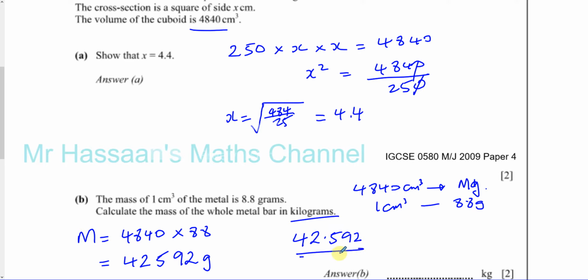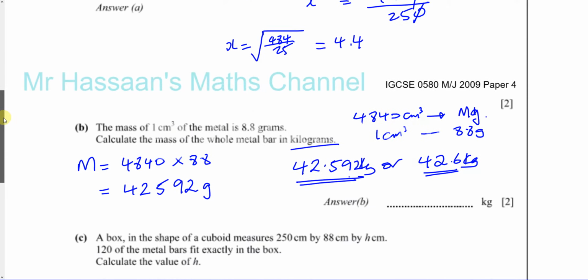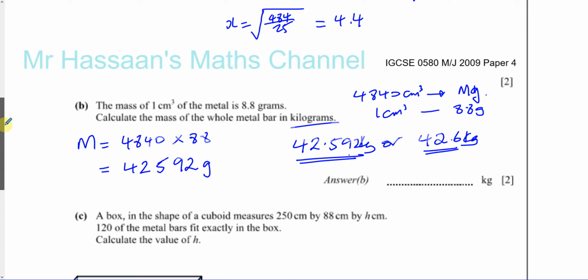Now you can leave your answer like this, it's actually fine, or you can write it to 3SF, 42.6 kilograms. Both of those would be acceptable answers. In this case, because this is an exact answer and doesn't continue on and on, it could be acceptable, but because it's a bit long, you could round it to 3SF. Both of them would be acceptable, and you'll find them both in the mark scheme.